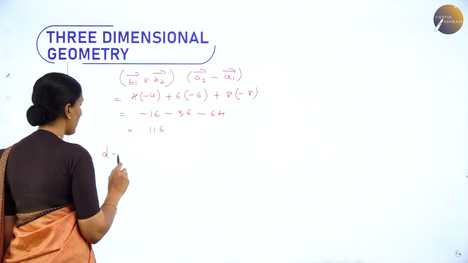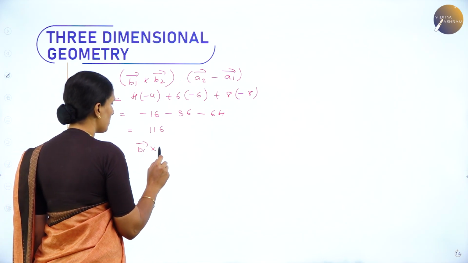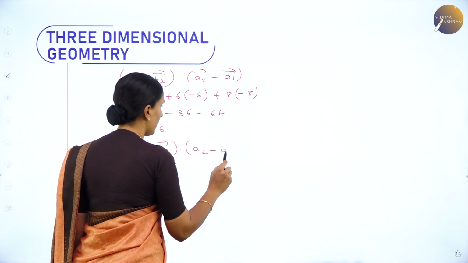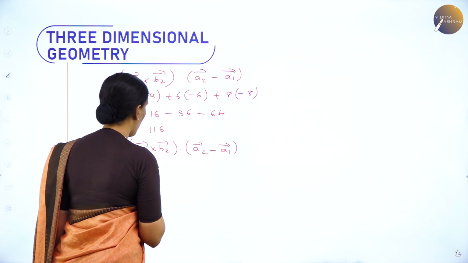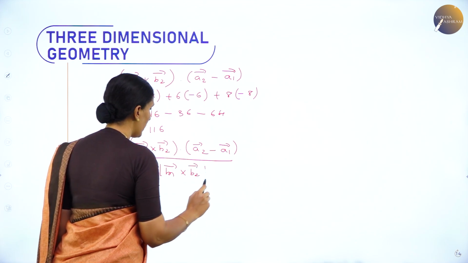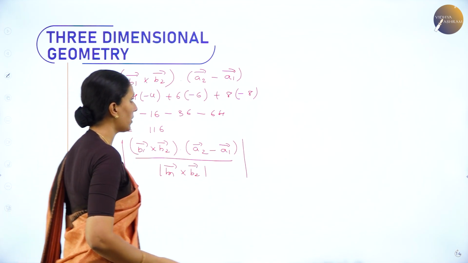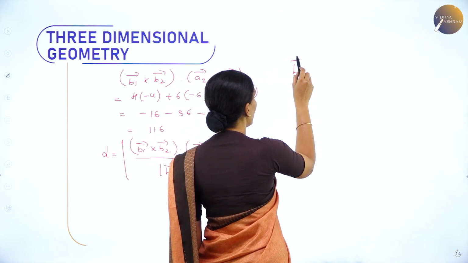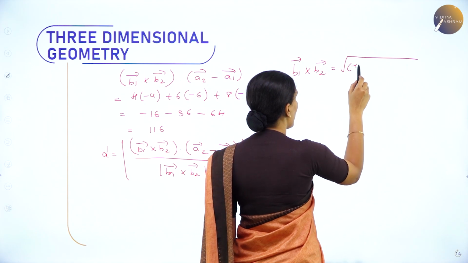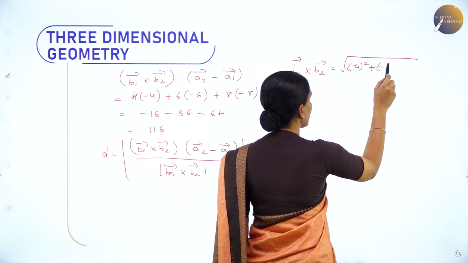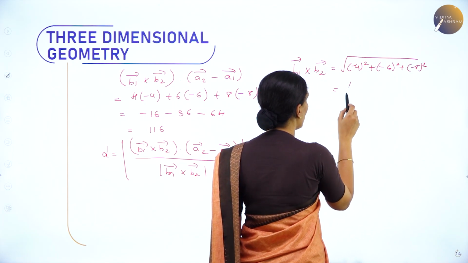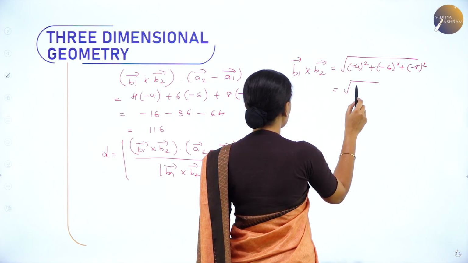Now distance is given by B1 cross B2 dot A2 minus A1 whole divided by magnitude of B1 cross B2. Now we need to find magnitude of B1 cross B2. So magnitude of B1 cross B2 is given by square root of minus 4 whole square plus minus 6 whole square plus minus 8 whole square. That will be equal to root 116.